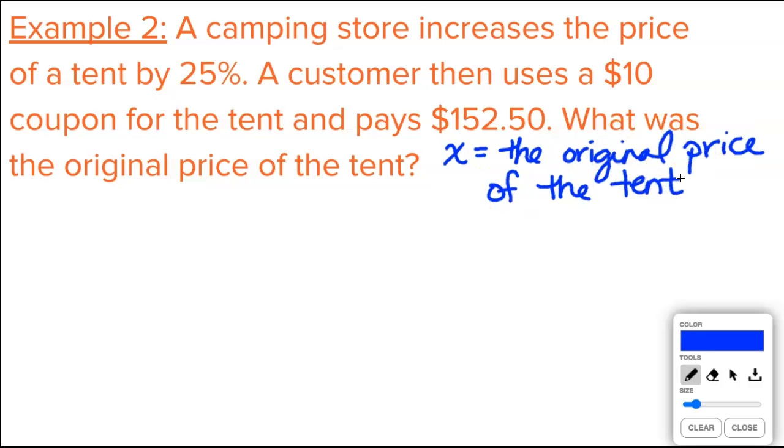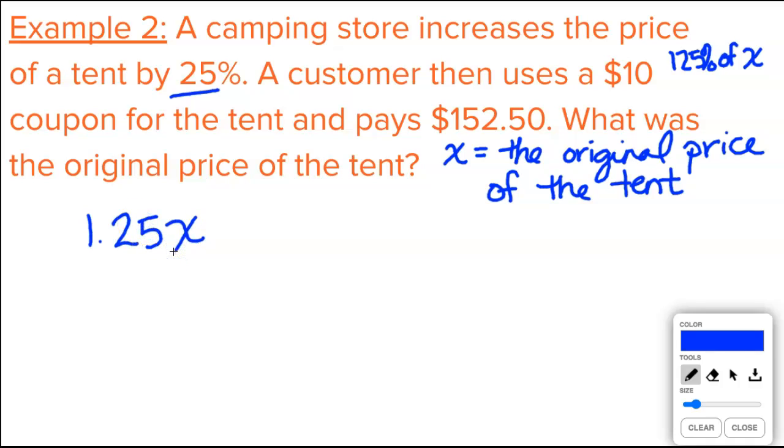Once I have my variable, I'm going to try to write an equation that represents what's going on in this problem. So a camping store increased the price of their tent by 25%. All right, we know that the original percentage is always 100%. So if they increase by 25%, they're now paying 125% of that original, or 125% of x. And remember, of means multiply, and we want to write our percent in decimal form or fraction form. So I'm going to write that as 1.25x.